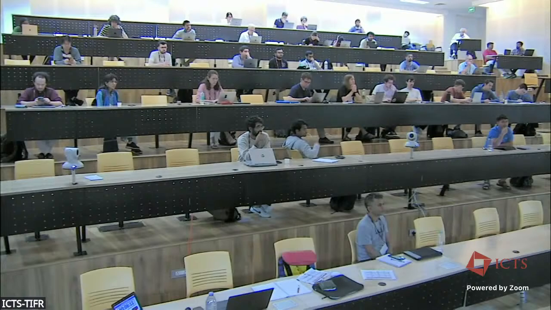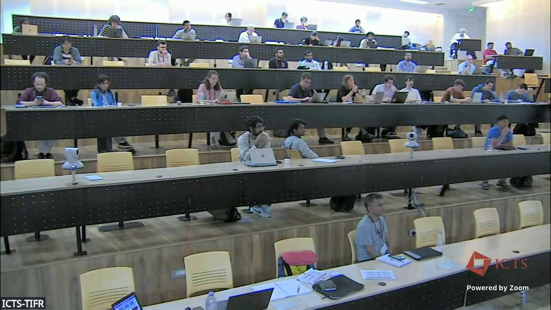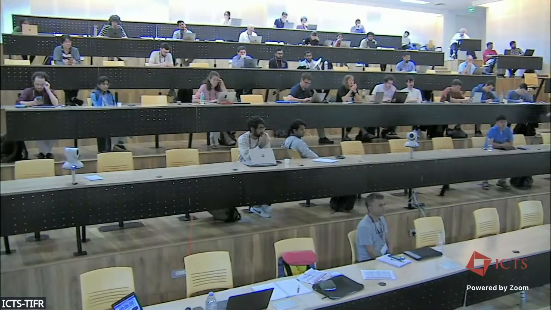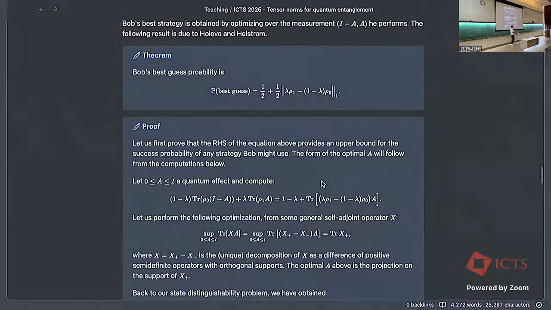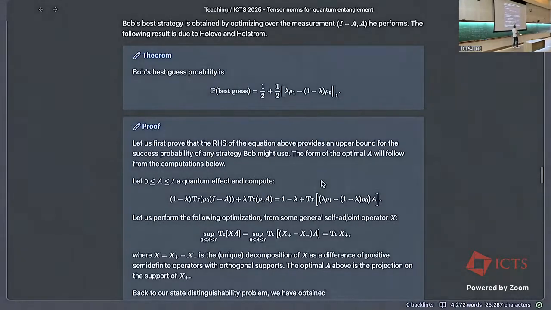The point is that these two operators, x plus and x minus, have orthogonal supports. So basically, I can split A into its part on x plus and its part on x minus. Now these problems become decoupled. On x minus, I want A to be as small as possible because it has a minus sign, so I will take it 0. And on x plus, I want A to be as large as possible, so I want A to be the identity on that support. So the optimal A is identity on the support of x plus and 0 on the support of x minus.